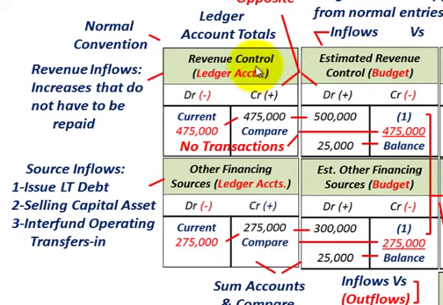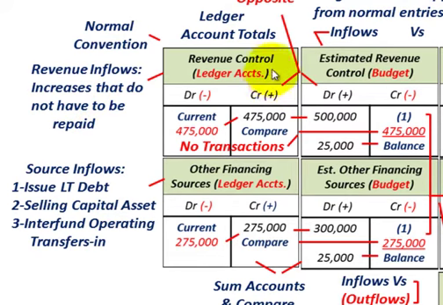First, let's understand what's going into our estimated revenue control on our budget. This is the budgeted amount. That's only what we budget. No transactions are ever actually going to take place in your budget. But let's look over here at revenue control. We're going to have the normal convention for debits and credits: debit minus, credit plus. When we're talking about revenues, those would be any inflows that increase net assets and do not have to be repaid by the governmental body.